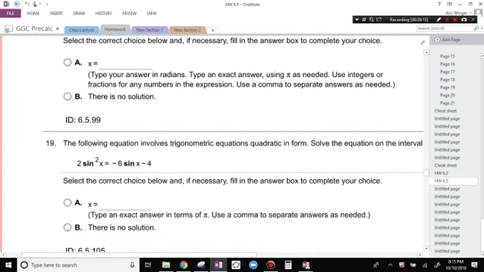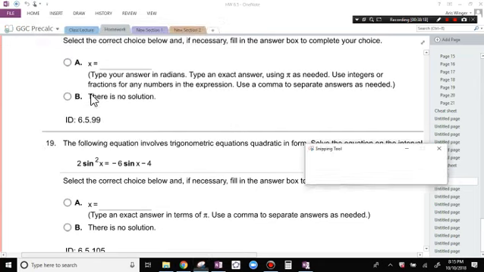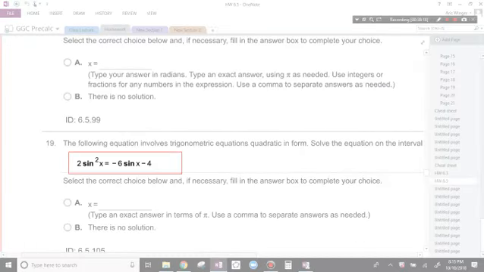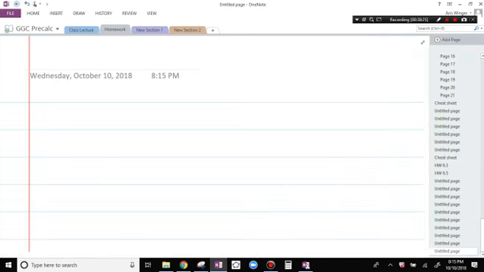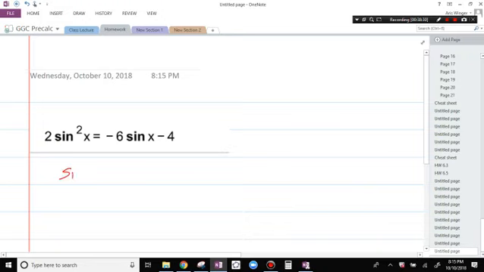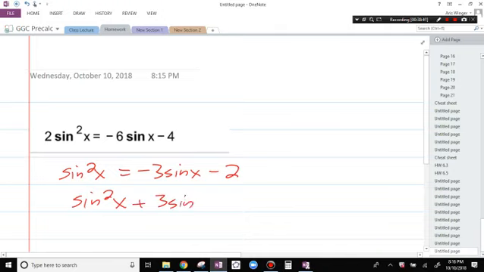More factoring. I think this does factor. I don't think you'll need the quadratic formula for this one. Bring everything to one side, make a quadratic equation, factor, and we will solve. It looks like we can divide everything by 2 first. There's no reason to have any extra factors that we don't need. Sine squared x plus 3 sine x plus 2 equals 0. U squared plus 3u plus 2 equals 0.